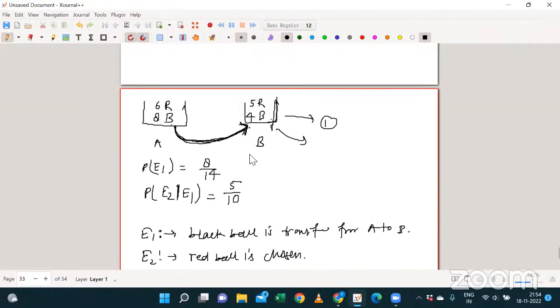So probability of E2 is saying, what is the meaning of probability E2? Probability that a red ball is chosen. Red ball is chosen. Okay. So how will we get that? 5 by 9.